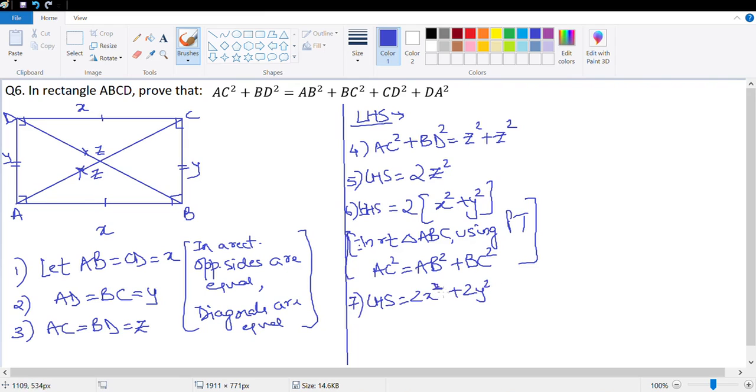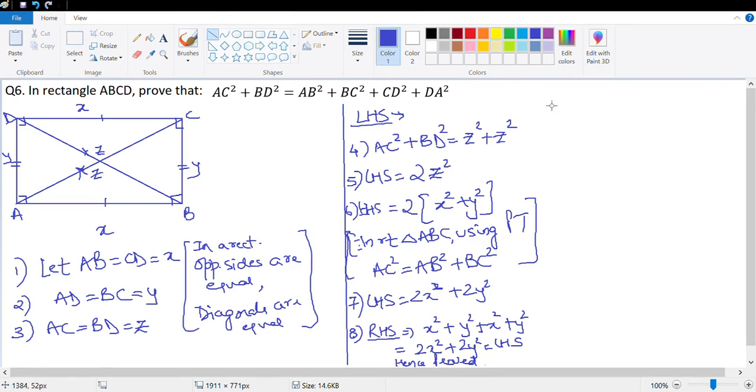Now let's look at the right hand side. The right hand side is equal to AB square, which is x square, BC square, which is y square, CD square, which is x square, and DA square, which is y square, which is equal to 2x square plus 2y square, which is equal to the left hand side. So hence proved, because LHS and RHS are equal.